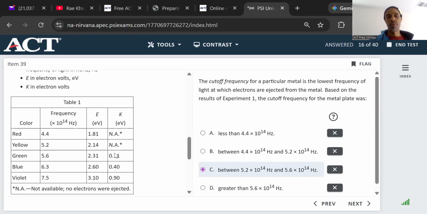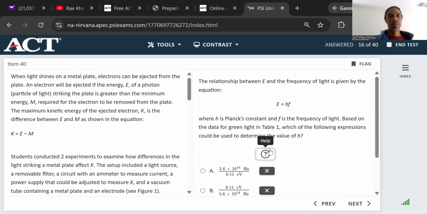Because this is not zero. If this was zero, the lowest frequency would be 5.6. But because this is a little bit above zero, there could be a frequency lower than 5.6 where K is still applicable, even though it's very small. Hope you get that. And then the last one, the relationship between E and the frequency of light is given by the equation E equals HF.